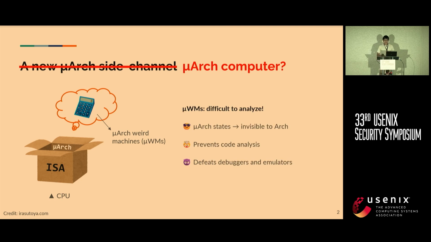For example, they can hide the computational states inside the microarchitectural world, so the computational states will not be visible architecturally. And also, they can prevent both static and dynamic analysis because they run low-level logic gates using microarchitectural components. So it seems these microarchitectural weird machines are a great candidate for program obfuscation, and people should have been using them already. However, this is not the case because existing microarchitectural weird machines are not scalable and very difficult to program.